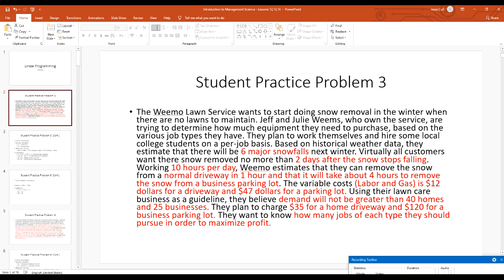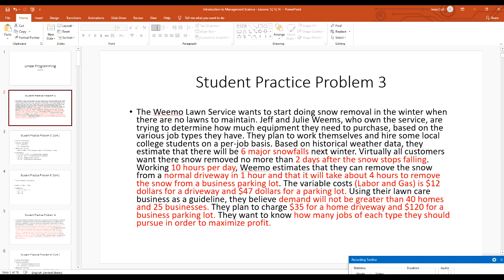Based on historical weather data, they estimate there will be 6 major snowfalls next winter. Virtually all customers want their snow removed no more than 2 days after the snow stops falling. Working 10 hours per day, Wemo estimates that they can remove the snow from a normal driveway in 1 hour, and that it will take about 4 hours to remove the snow from a business parking lot. The variable cost, labor and gas, is $12 for a driveway and $47 for a parking lot.